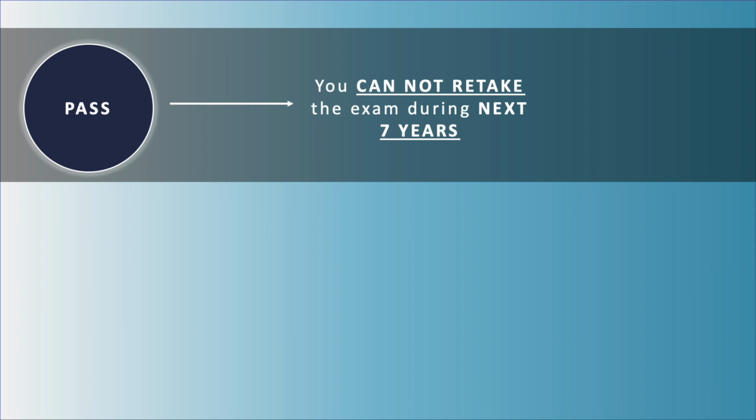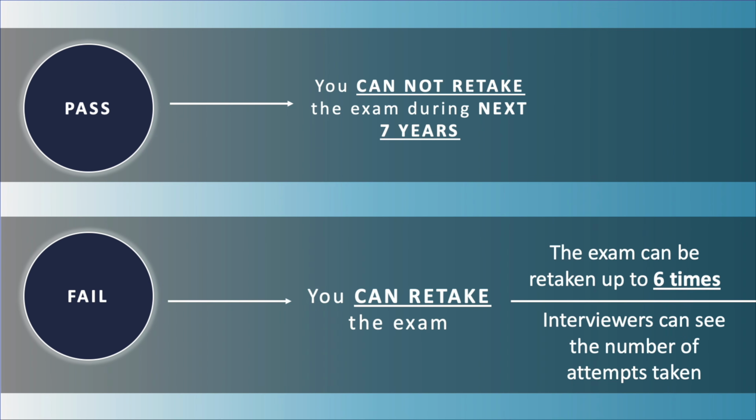Once you write your USMLE, you can't write it for 7 whole years. However, if you don't pass, then you can write it 3 months after your initial test date. It does affect your match, as your interviewers can see that you've taken a second attempt, but the option is there, and if you need to, you gotta take it.